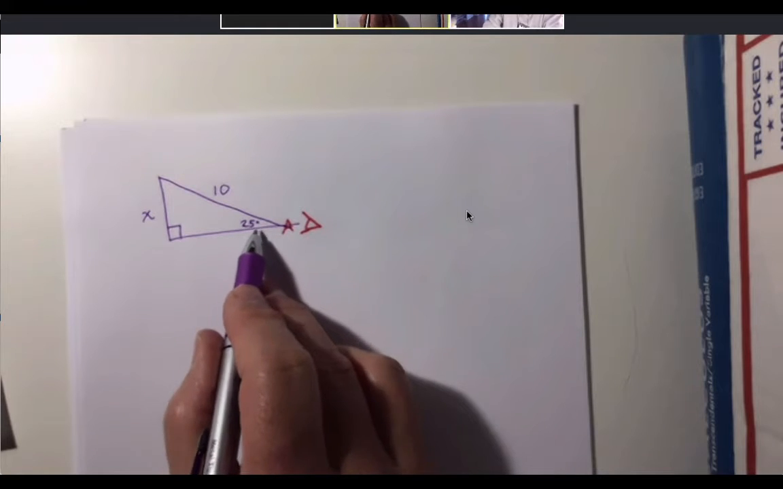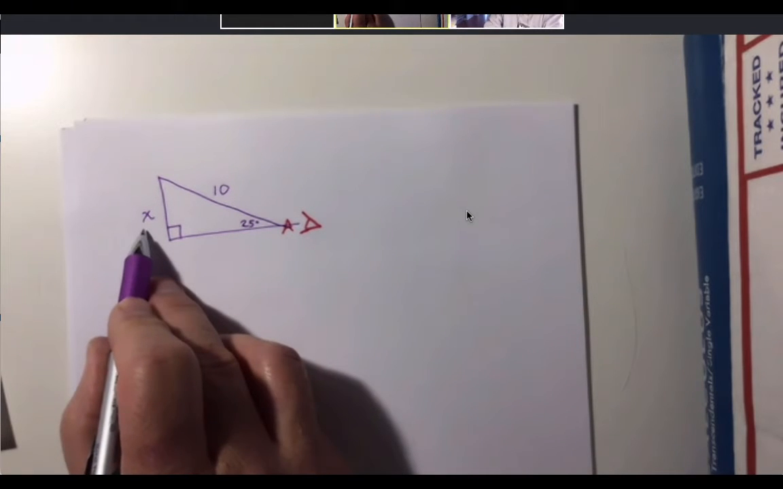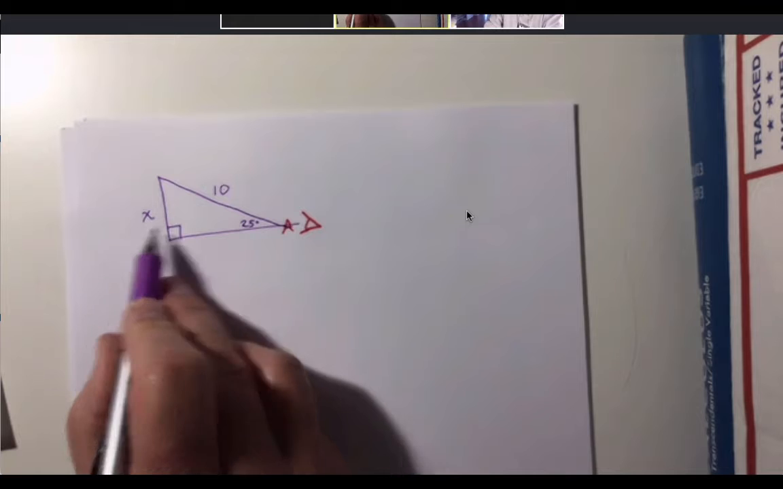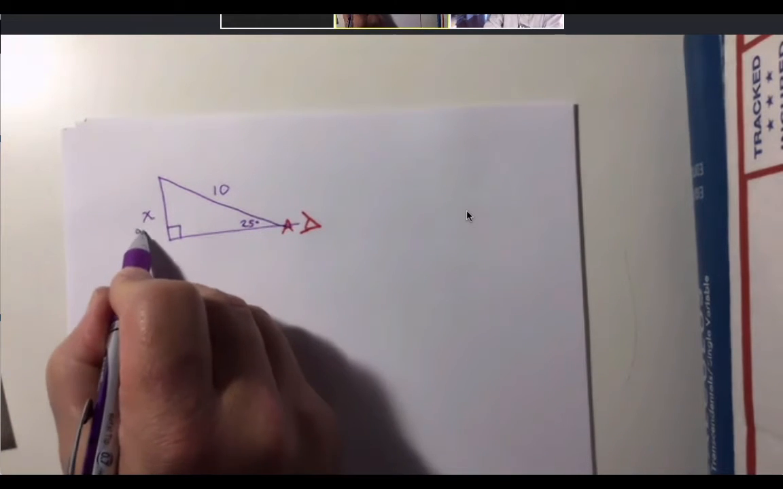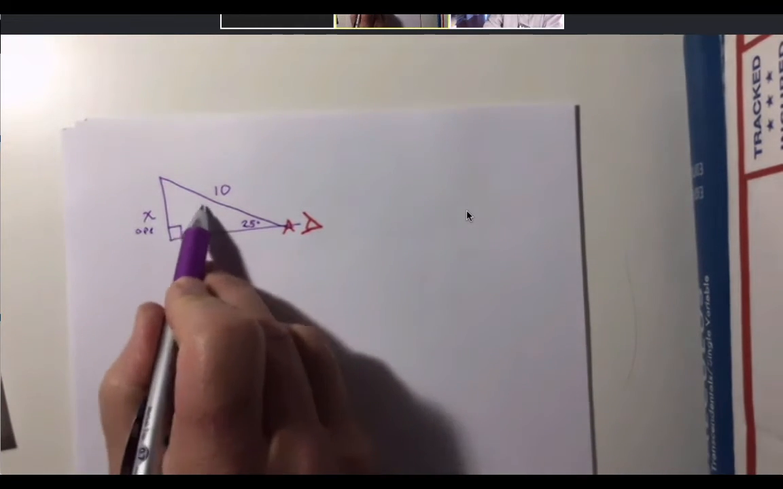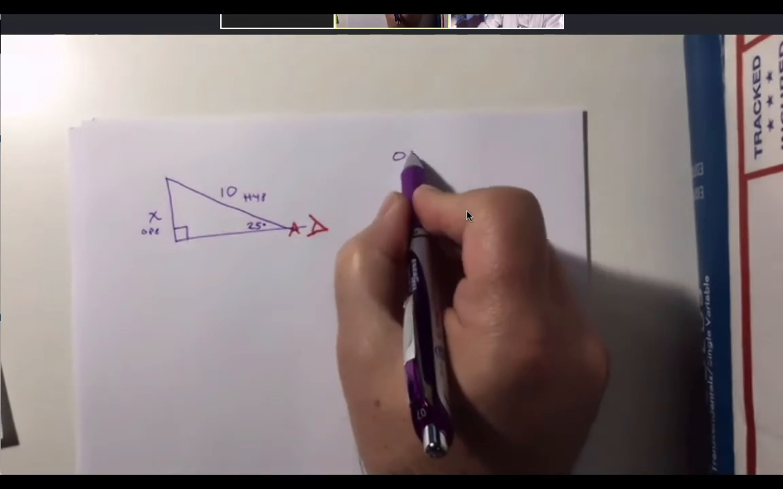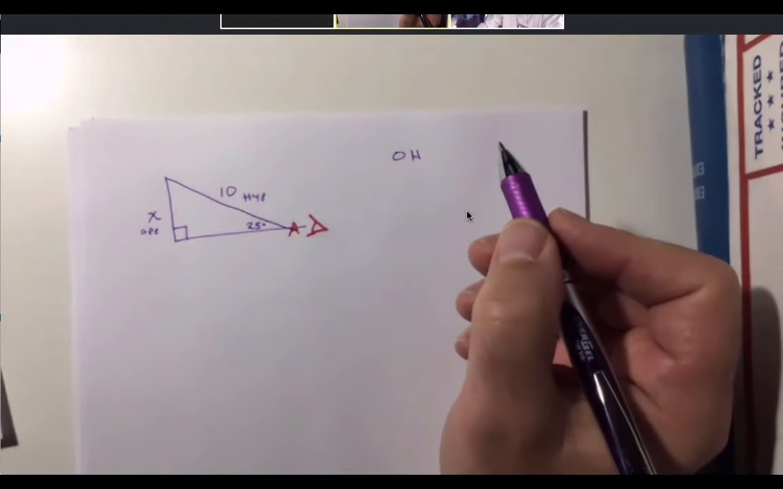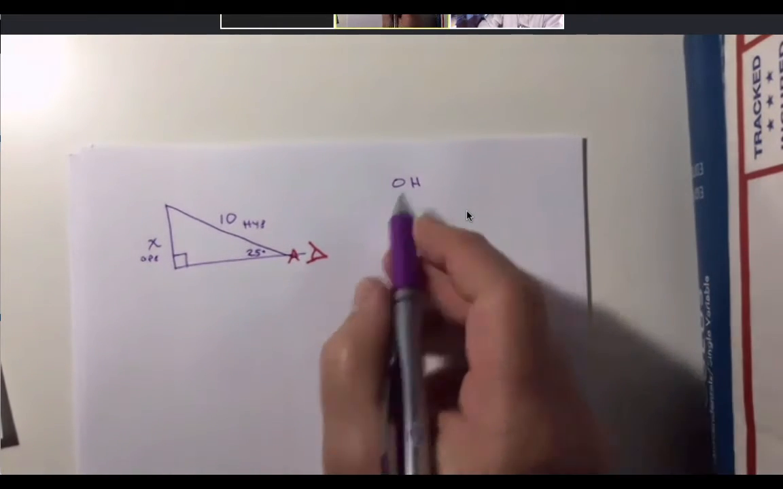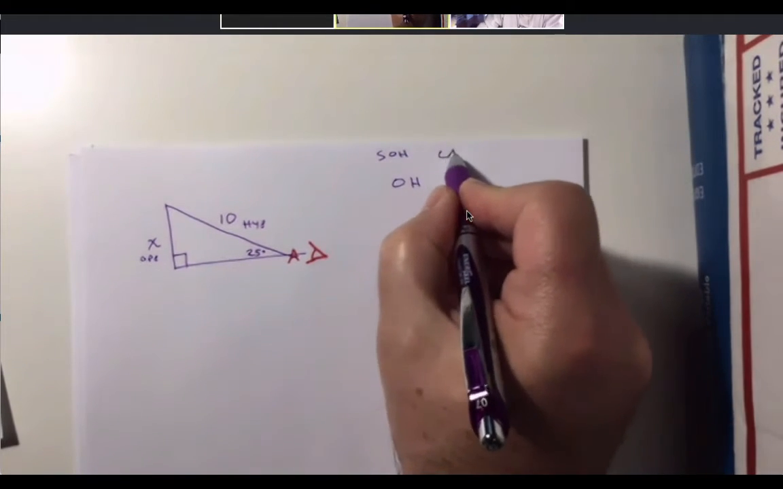In this case, if that's my angle, this is the opposite, adjacent, or hypotenuse. It's way over here, it's on the opposite side. And this one, opposite the right angle, is the hypotenuse. So I know I'm dealing with O and H. And now what I want to do is consider whether it's a SOH, CAH, or TOA.